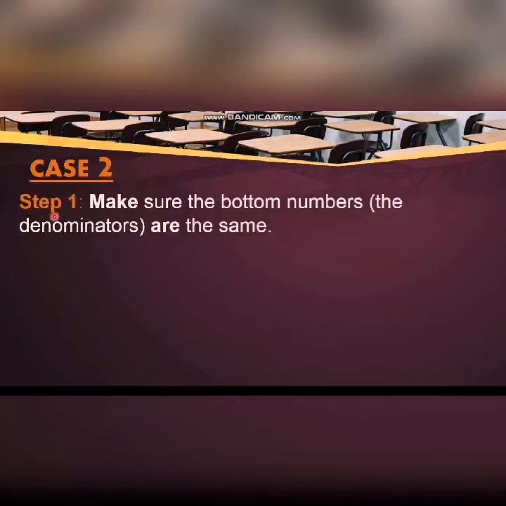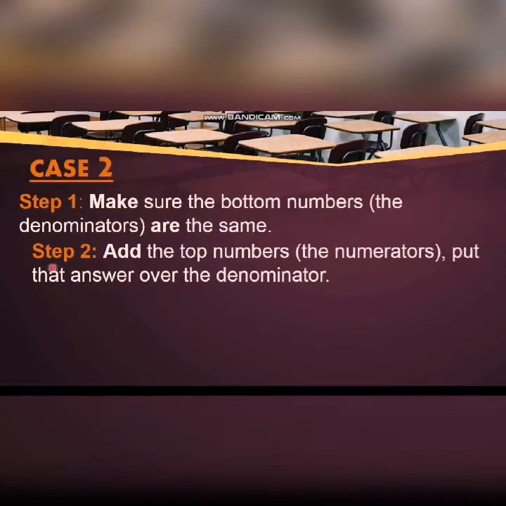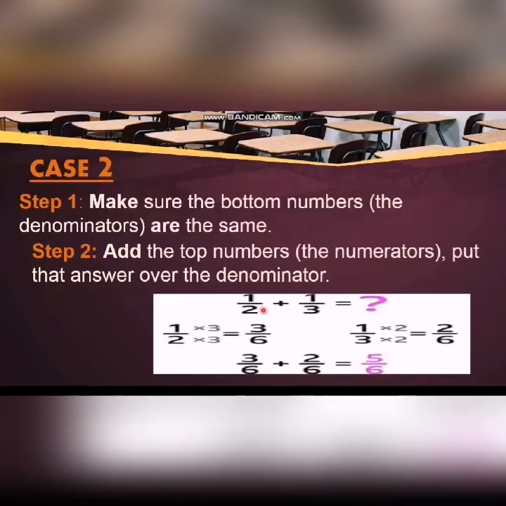And in case 2, step 1, make sure the bottom numbers, the denominators, are the same. And step 2, add the top numbers, the numerators, and put the answer over the denominator. For example, 1 by 2 plus 1 by 3. We have different denominators, 2 and 3. We take the LCM of 2 and 3 and we get LCM 6.